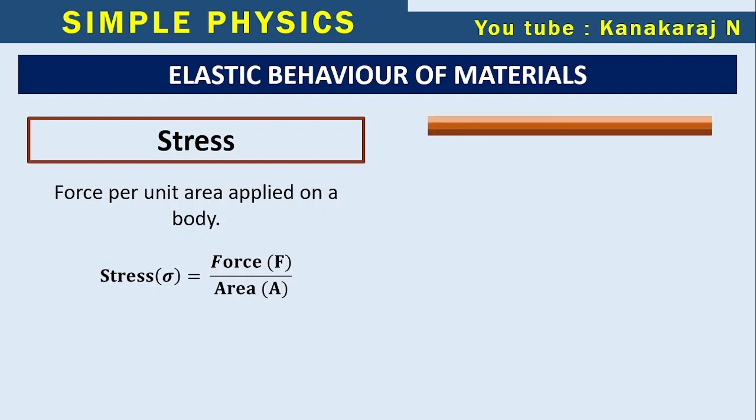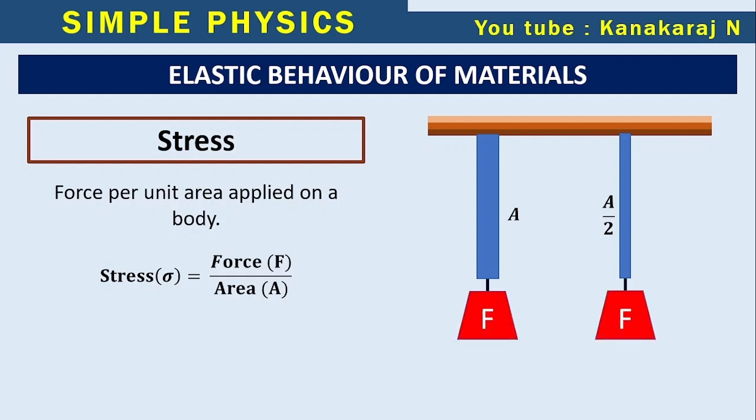Here you have a ceiling. Two wires are hanging with area A and A by 2 each. Both are hanging with the same load F. Now, let us find the stress for the first and second wire. For the first, sigma 1 equals F upon A. For the second wire, sigma 2 equals F upon A by 2. As the area decreases, the stress increases. Sigma 2 equals 2F upon A, so 2 times sigma 1. Therefore, sigma 2 is greater than sigma 1.